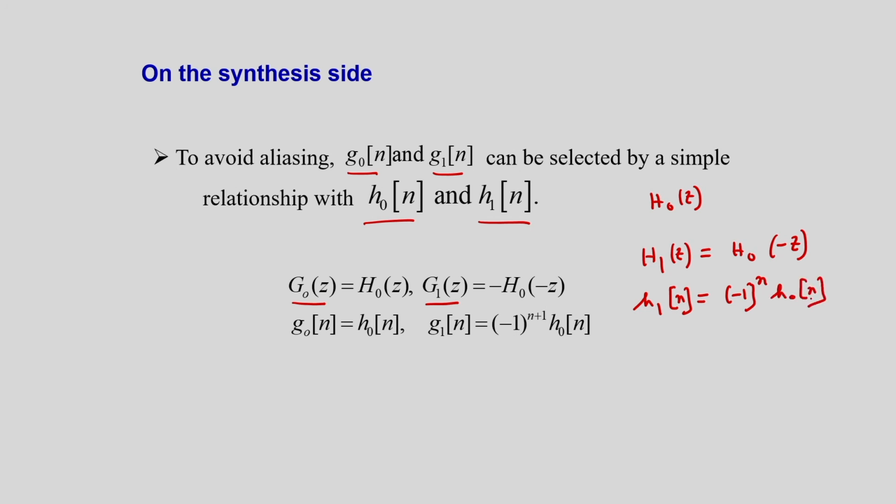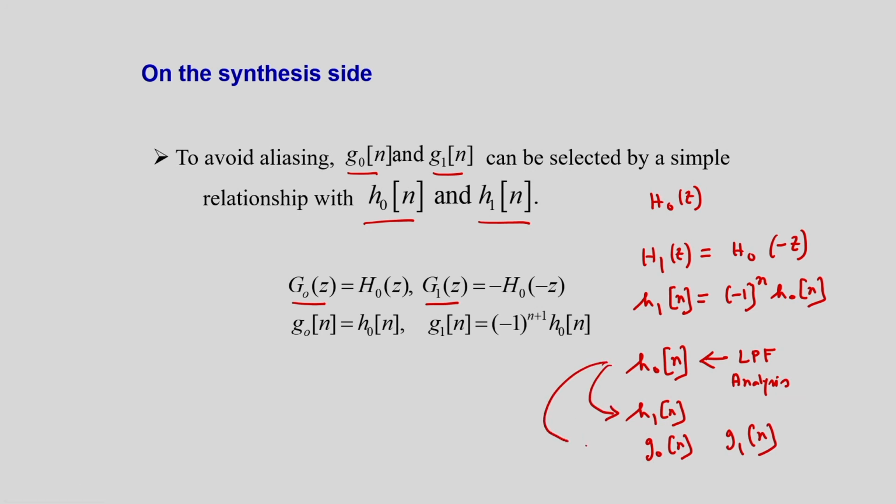You know this. So that means the concept is, if you only know this one, H0n, that is the low pass filter for analysis, then all other filters, that means H1n, Z0n, Z1n, you can determine from H0n. So you can determine H1n from H0, you can determine Z0n from H0, you can determine Z1 from H0. So all the filters you can determine from H0. So that is the concept.